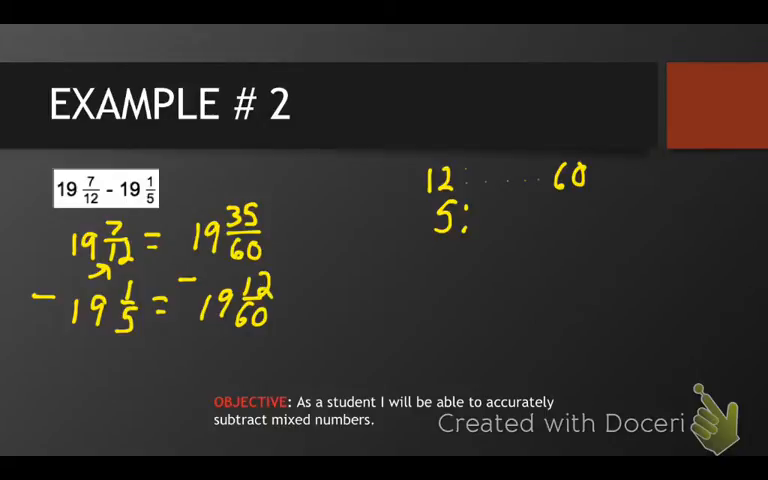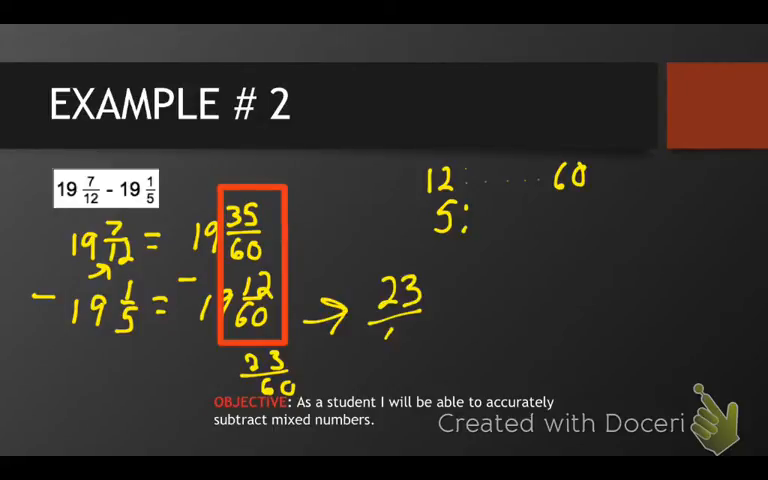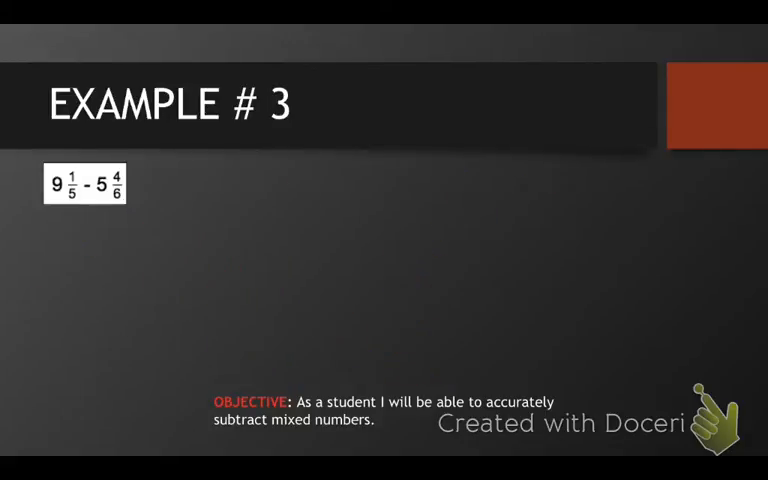And if we look at this one, we're going to go ahead and subtract the fractions first. This one we can actually do. We don't need to borrow, which is really awesome because that makes it a lot easier. 35 minus 12 is simply going to give us 23/60ths. So we're going to have 23/60ths down here. And we're going to do 19 minus 19, which is 0, so we're not even going to write that down. We got 23/60ths, okay, and that's our answer. It is simplified. Let's move on to example number 3.